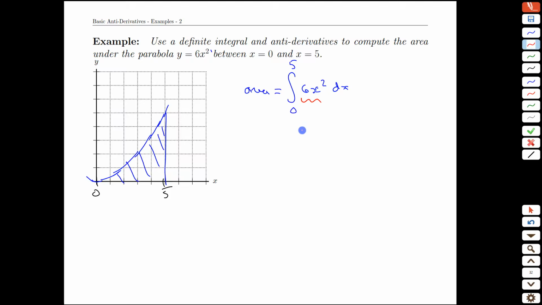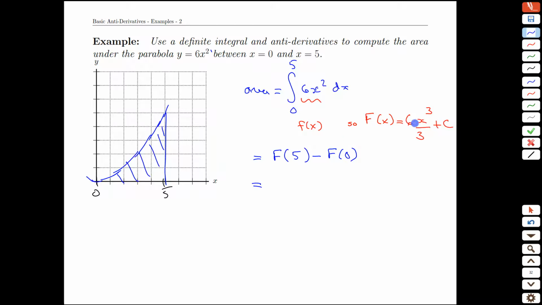This is our little f of x. And so our antiderivative, capital F of x, is going to be a 6 multiplier we keep around, times x squared. The rule for powers of x is add 1 to the power, divide by the new power, and tack a plus c on the end. That's our side calculation. The area then is equal to this function, F at the upper limit 5 minus F at the lower limit 0.